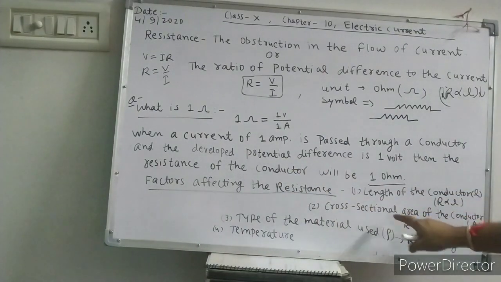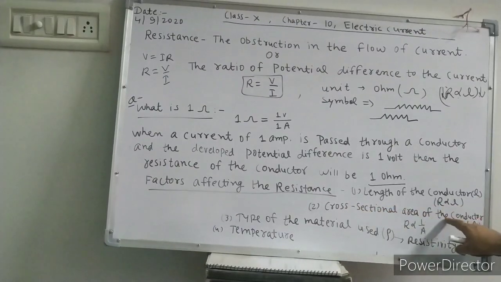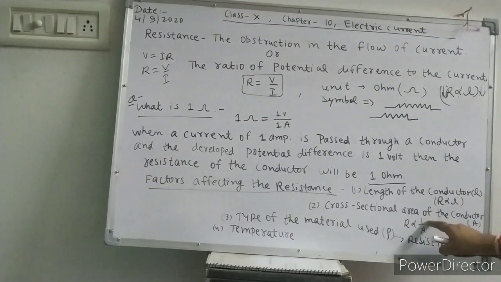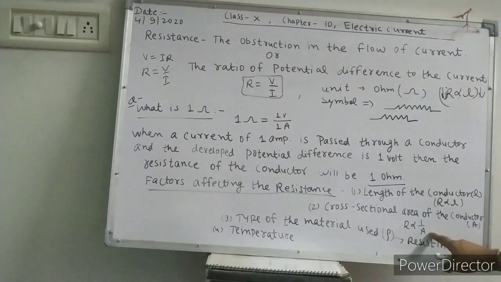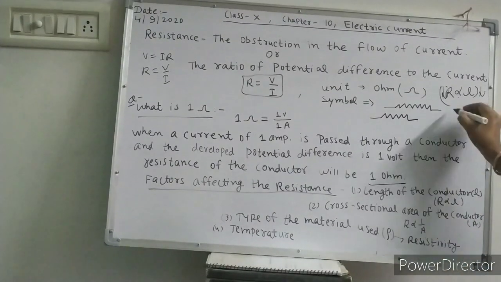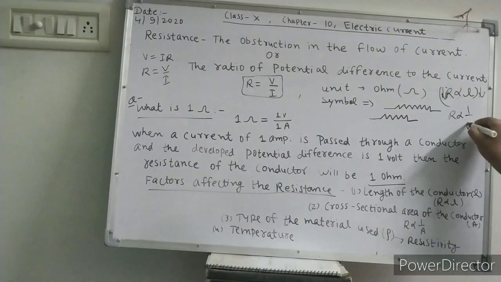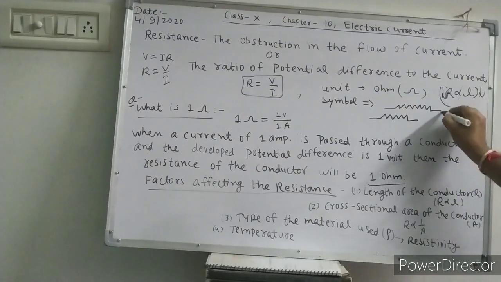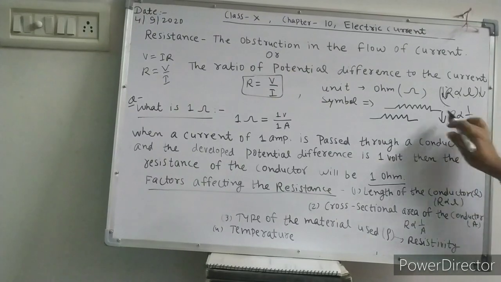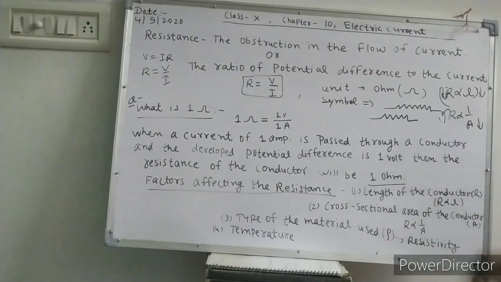Resistance also depends on the cross sectional area of the conductor. R is proportional to 1 upon A, or R is inversely proportional to A, meaning if A is increasing, R is decreasing, and if A is decreasing, R is increasing.